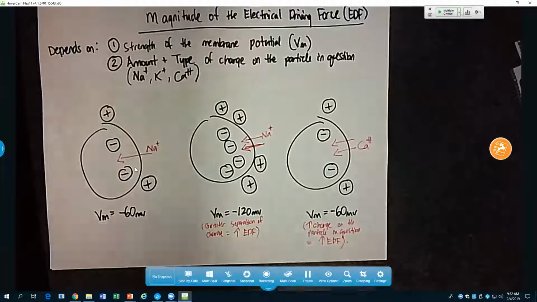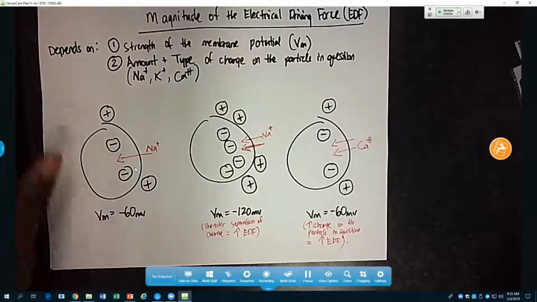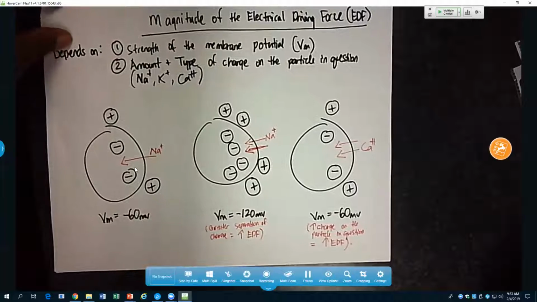So these are the 2 factors that affect the strength or the magnitude of the electrical driving force. One is going to be the strength of the membrane potential, right? How much separation of charge do we have? The second is going to be the amount of charge and the type of charge on the particle in question. Whether it's divalent, whether it's monovalent, whether it's positive, negative, and so on. All right, any questions on this?